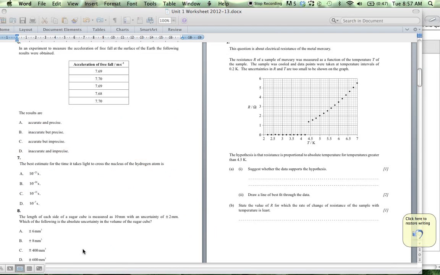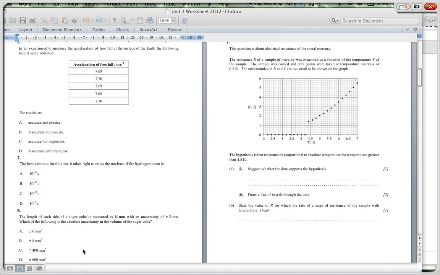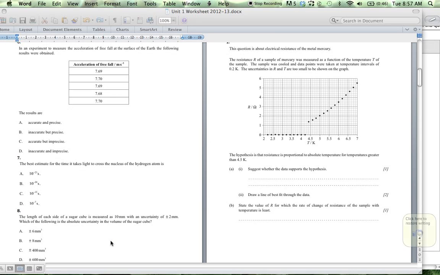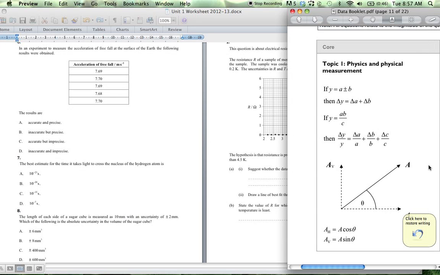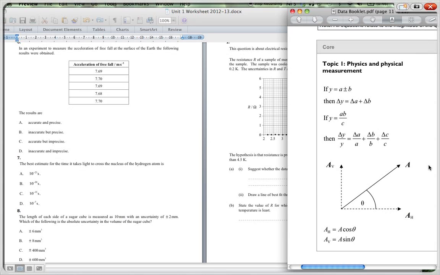And for question 8, we have the length of each side of a sugar cube measured as 10 millimeters with an uncertainty of plus minus 2 millimeters. Which of the following is the absolute uncertainty in the volume of the sugar cube? Now to do this, I'm just going to bring up this formula over here. We're going to use this formula for multiplication, because I know that volume is equal to my length cubed. So if I put it into this formula, this over here is my absolute uncertainty and this is my value.